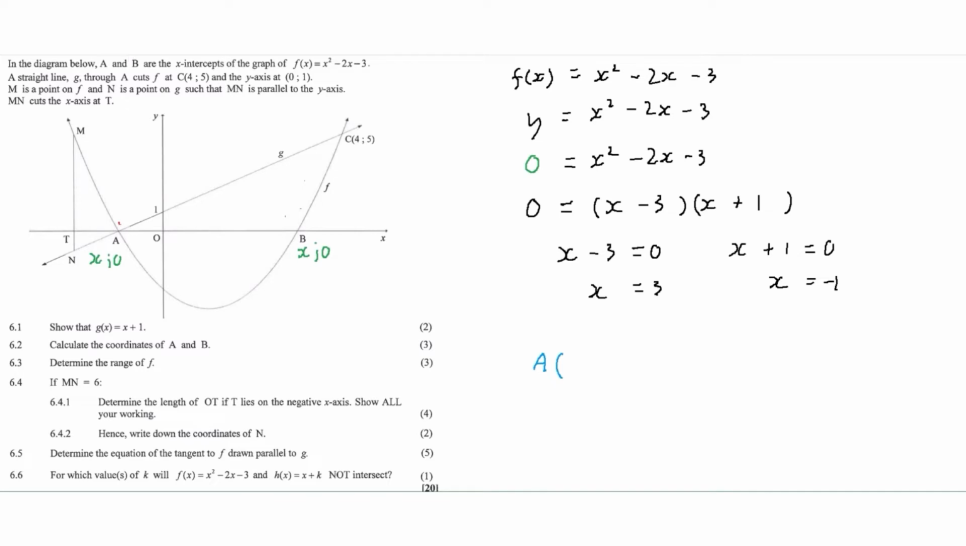This one is -1 and this one is 3. So our coordinates of A are (-1, 0), and our coordinates of B are (3, 0). And that there is our answer for 6.2.